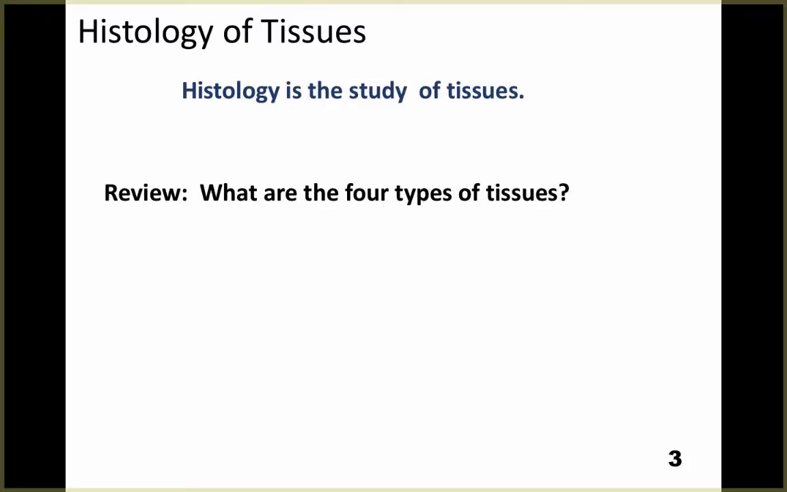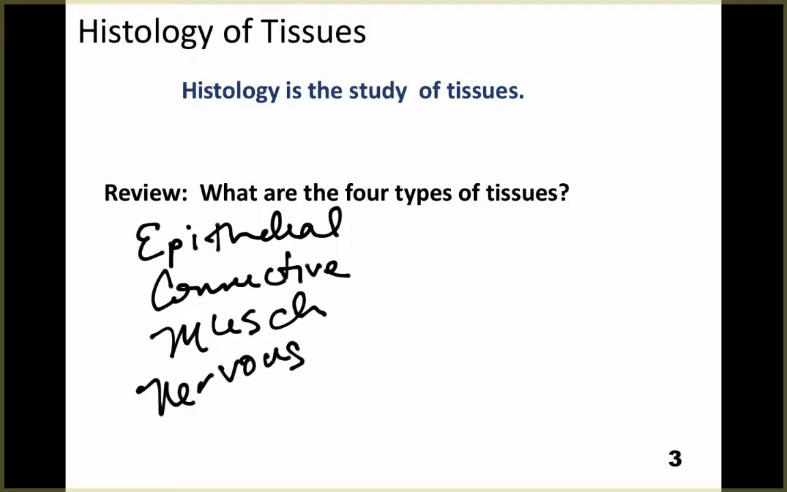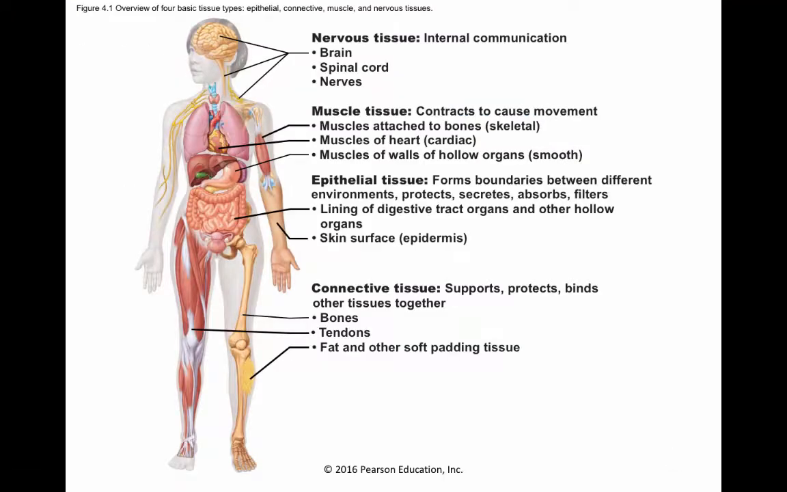And those tissues, do you know what they are? We have epithelial, connective, muscle, and nervous. And that's the order that we're going to talk about them as well, in the order that is presented in lab. So let's start and look at these tissues really quick.